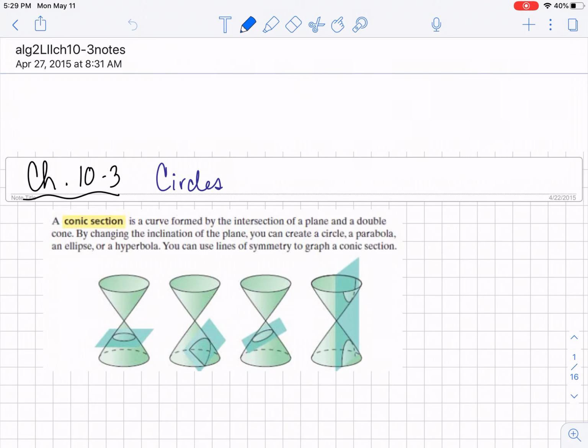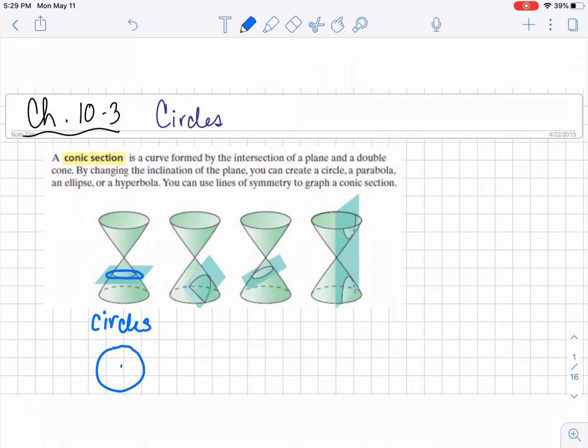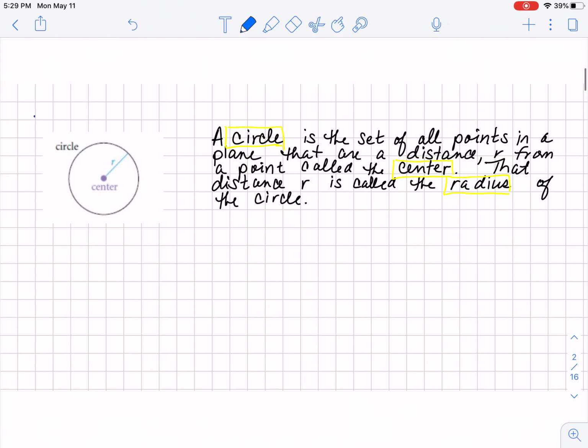Hey guys, this is 10-3. It's all about circles, which is the conic section right here, where if I took a horizontal cross section of a cone, I would have the shape of a circle. So you guys know what circles are. Hopefully you learned a little bit about circles when you took geometry last year.